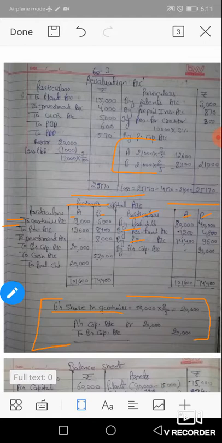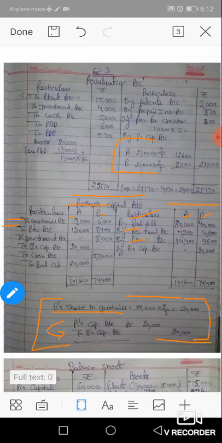B's share is 2 upon 5. So 50,000 multiplied by 2 upon 5 is 20,000, and this 20,000 is B's share in goodwill, and this is paid to B by A. So the journal entry is A's capital account Dr. to B's capital account; remaining partners' capital account Dr. to retiring partner. A is debited and B is credited for rupees 20,000 of goodwill. So this entry is passed in your account.